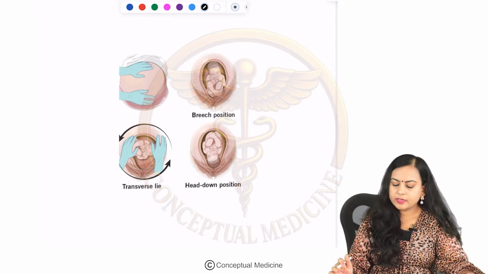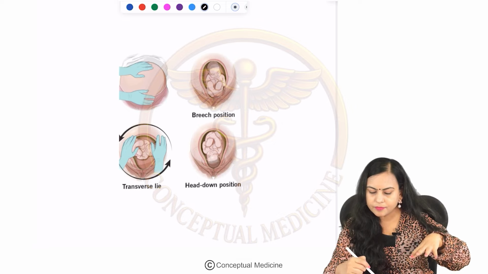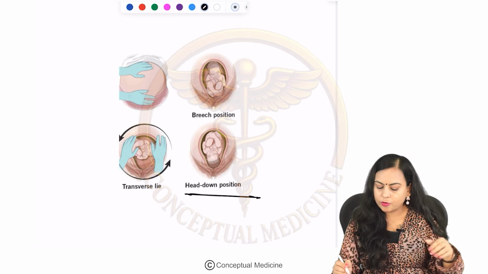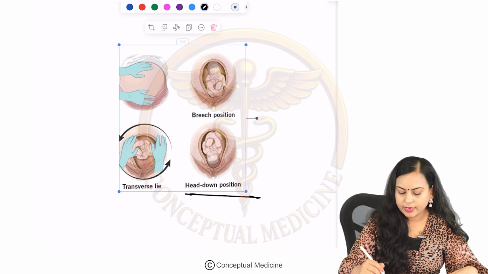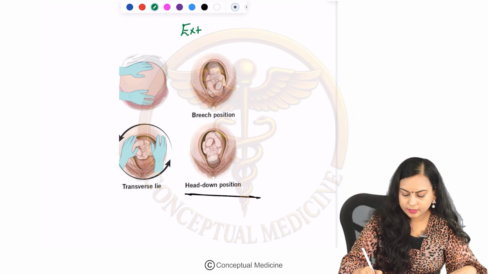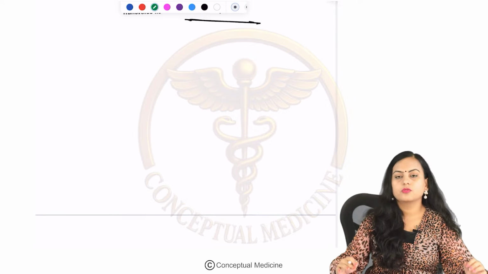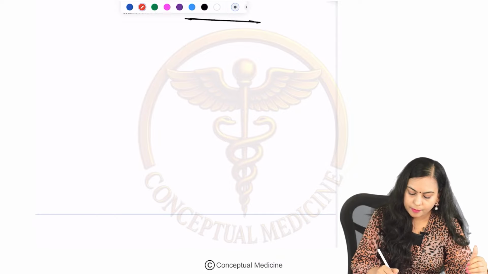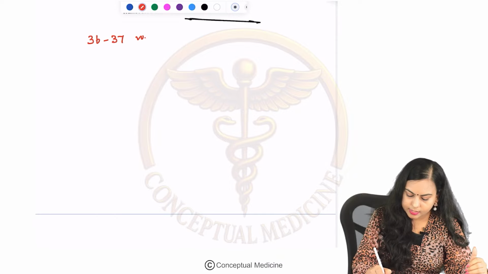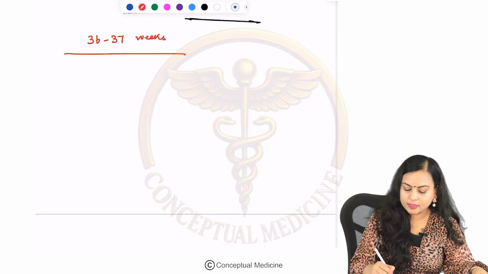Right. Now see this. So what is being tried here? The baby is in breech position and they are attempting to change the attitude of the baby by moving it, and finally they have brought it to a vertex presentation. So what do you think? This is going to be your external cephalic version, right? External cephalic version can be attempted in any breech by 36 to 37 weeks, and you have certain prerequisites for performing this external cephalic version.